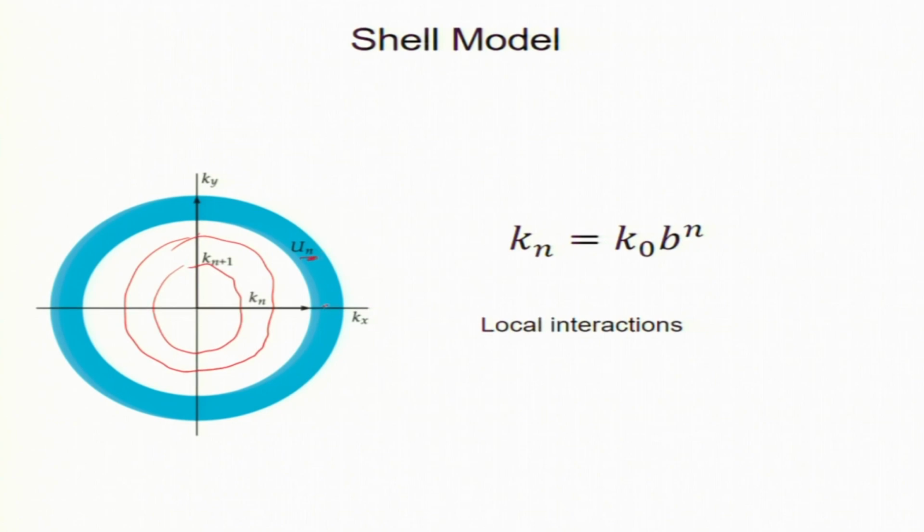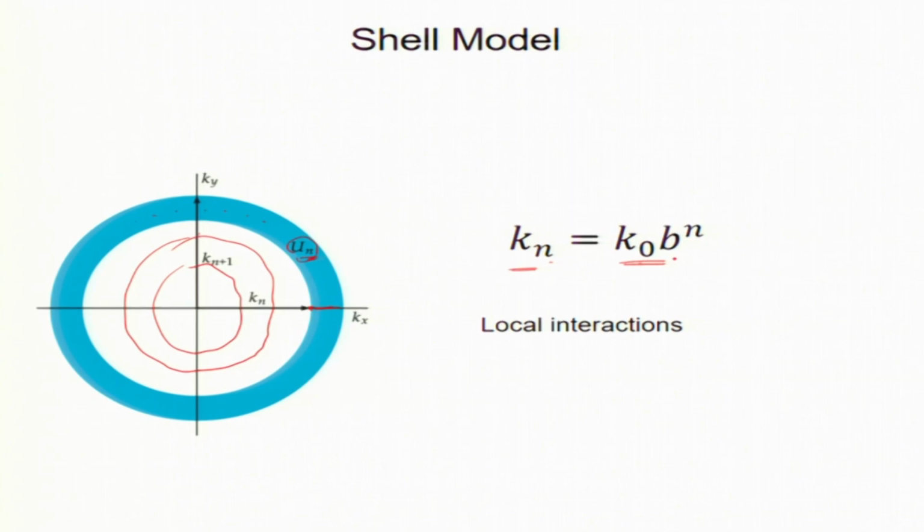So this is a shell with radius kn, kn plus delta, okay. So this is un. un is a velocity field. So in a real flow, we'll have a lot of Fourier modes, and each Fourier mode has a velocity, right? But in the shell model, we just give one number un. So instead of k squared modes having different values, I have a single value called un. Okay, now that's one. Second, the wave numbers of the shells. So the shell radius specifies the k that goes as a power law. So kn is k naught b to the power n.